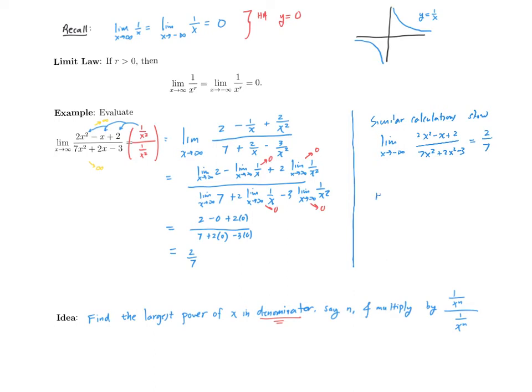So I would like you to write down what is the horizontal asymptote of this function we've taken the limit of. So if we call this f of x, the horizontal asymptote of that function f of x, remember, will be a line, y equals 2/7. So just to reiterate, 2/7 is not the horizontal asymptote, y equals 2/7 is the horizontal asymptote.